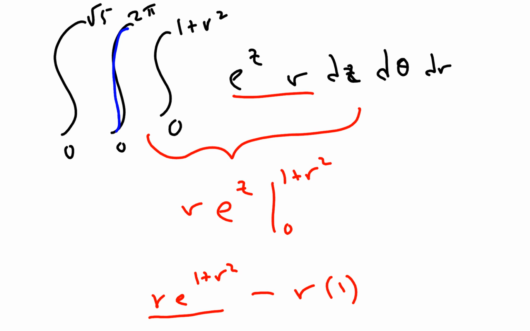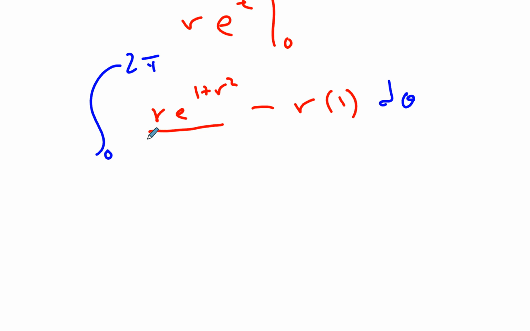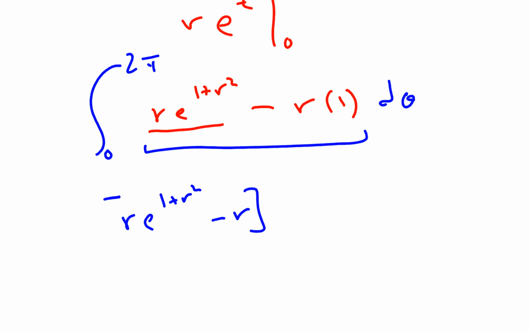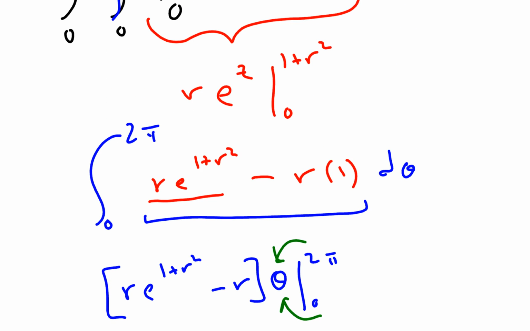Now we're going to integrate with respect to theta from 0 to 2 pi, d theta. So that's what's going to happen here. This whole thing from 0 to 2 pi d theta. Turns out this is not a lot of work because there are no thetas in here. So this is just a constant. So the antiderivative is r e to the 1 plus r squared minus r, times theta, evaluated from 0 to 2 pi. Now we plug in 2 pi, it's just that. If we plug in 0, the term drops away. So luckily, we just get r e to the 1 plus r squared minus r, times 2 pi. So I'm going to keep that as a constant on the outside.